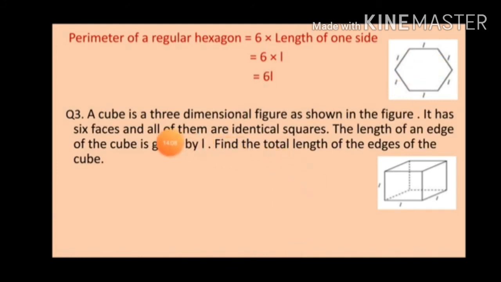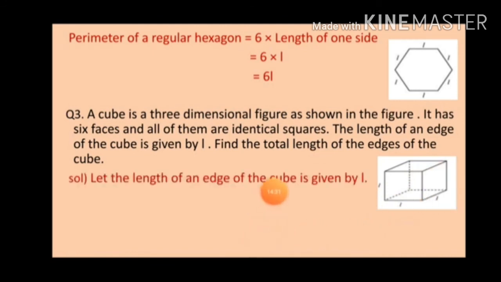Fine. Now come to question number 3. A cube is a three-dimensional figure as shown in the figure. It has 6 faces and all of them are identical, as said in the question. The length of an edge of the cube is given by L. Find the total length of the edges of the cube. You can see the figure is drawn and present on the screen. From the question itself, the length of an edge of the cube is given by L, so we need to state that as given.